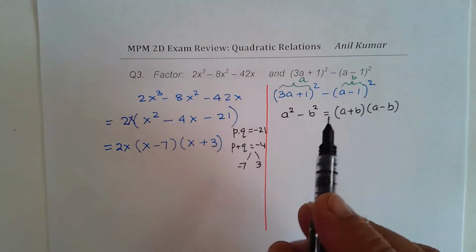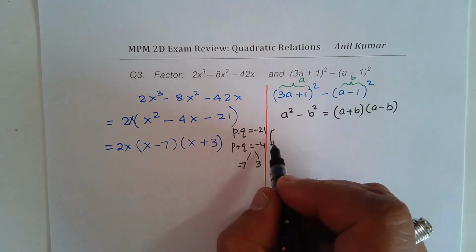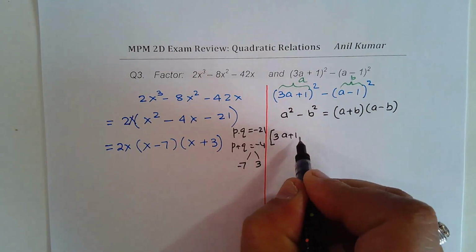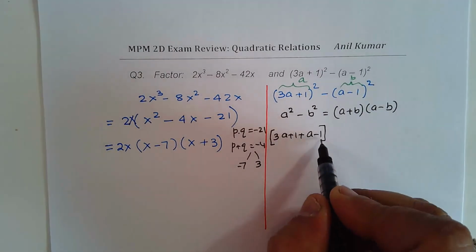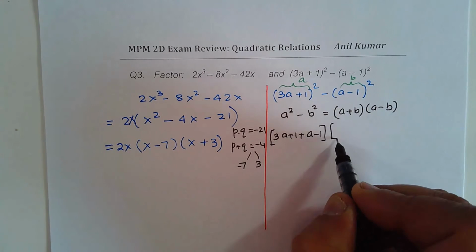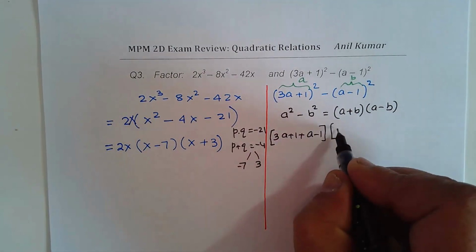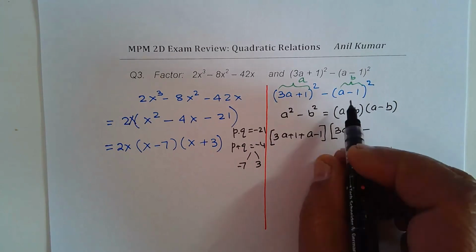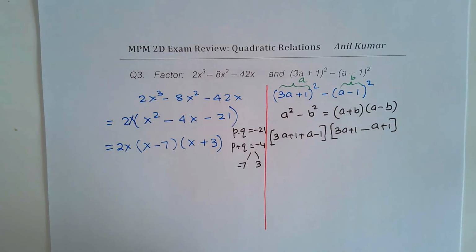You could factor this as, let me write square brackets, a plus b, which is 3a plus 1 plus a minus 1. So that is my first factor, a plus b. Now we are going to multiply this by a minus b, that is 3a plus 1 minus of this, which means both signs will change. So I'll write like this. Is that clear?